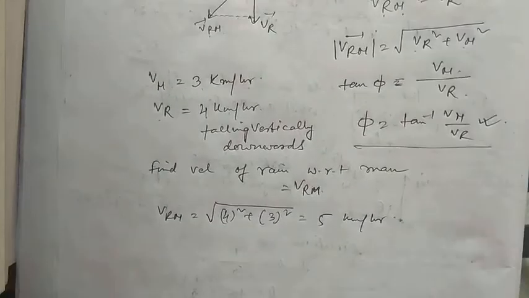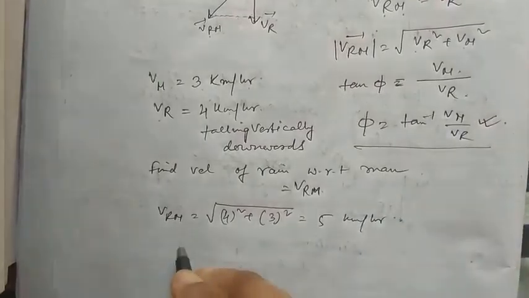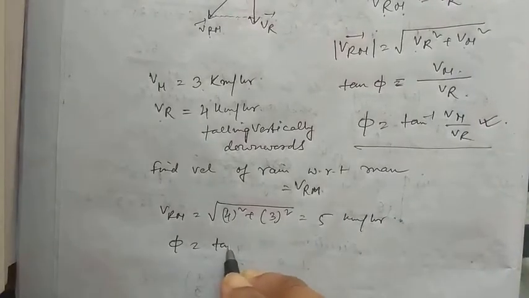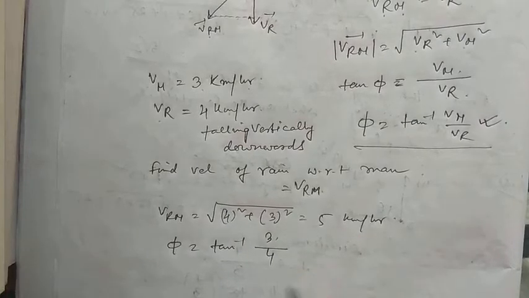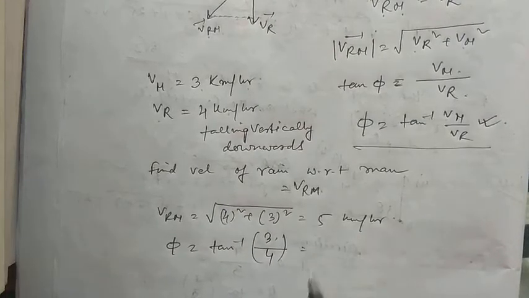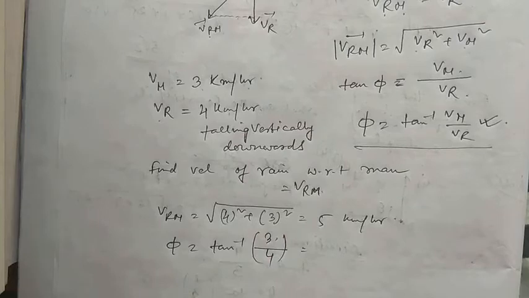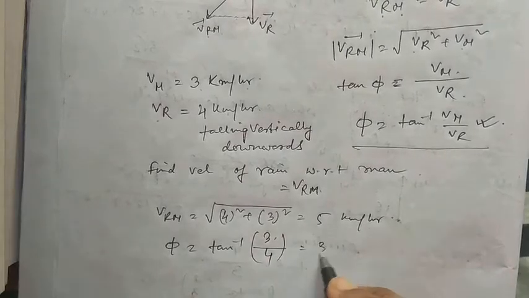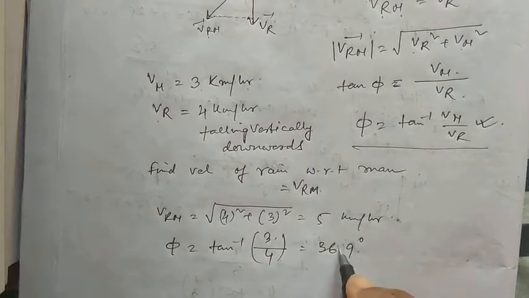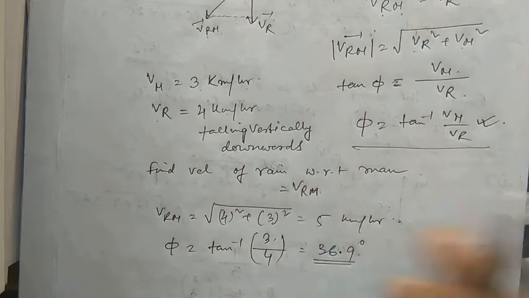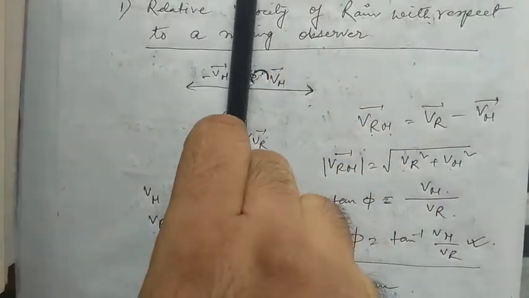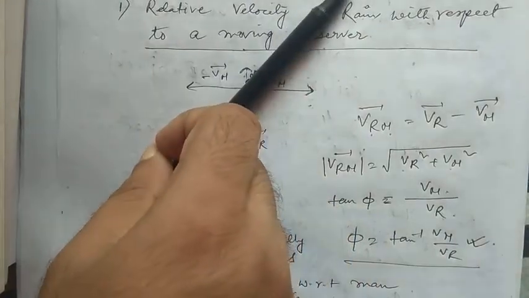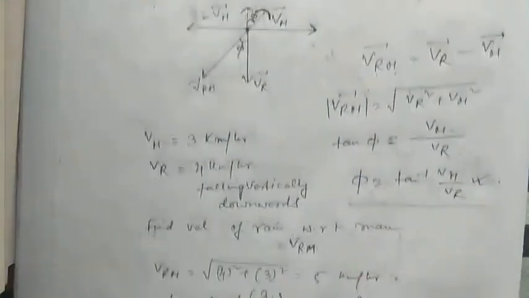And the angle, we can also find it out. Vm is 3 and Vr is 4, so tan inverse of 3 by 4. From the calculator, tan inverse of 3 by 4 comes out to be 36.9 degrees. So from the vertical, the shift of the umbrella would be 36.9 degrees.